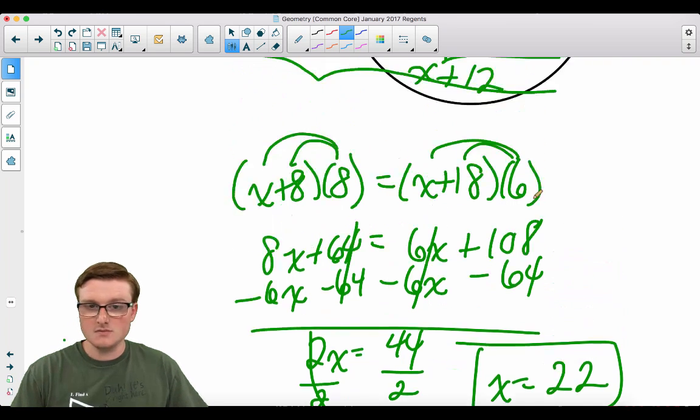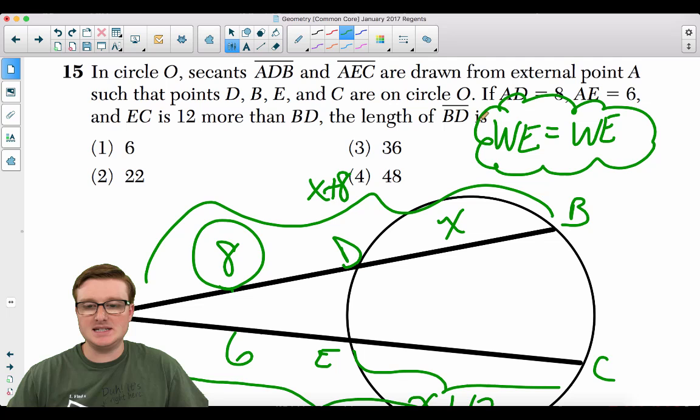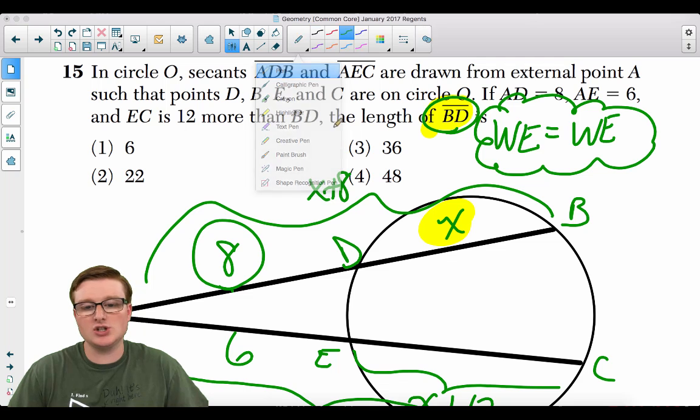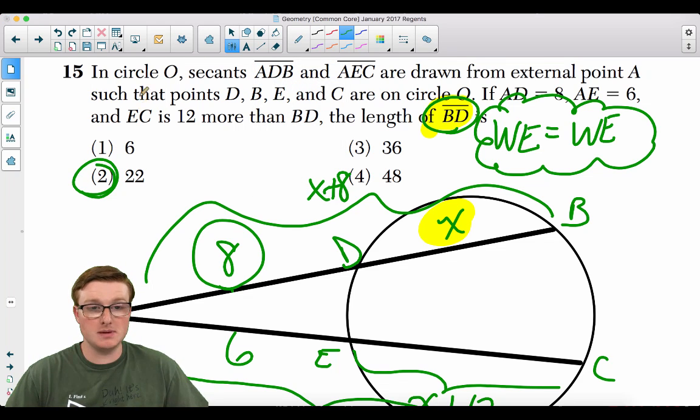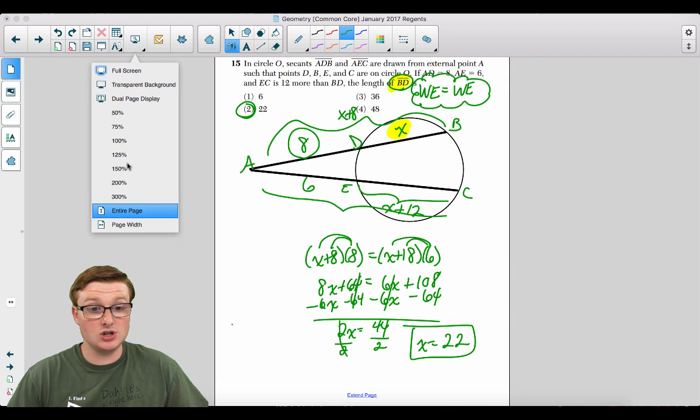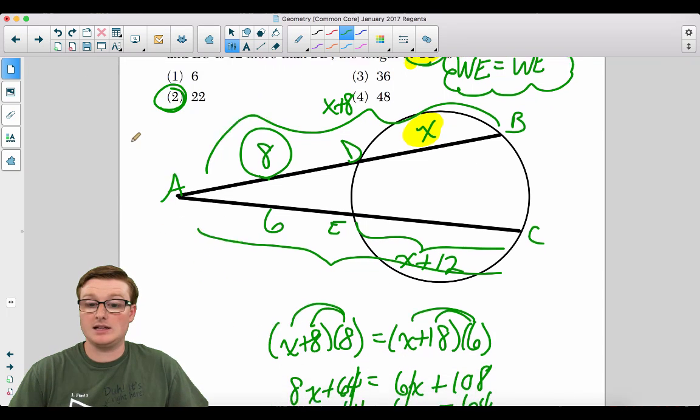Now, we're trying to find the length of BD. Well, BD in this case is x. So since x is 22, BD must also be 22. And that is going to be choice 2 is how you get that answer.